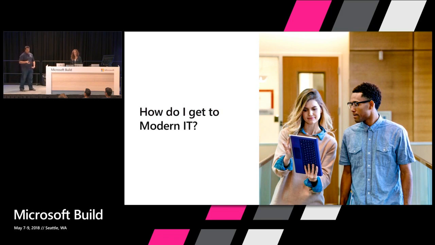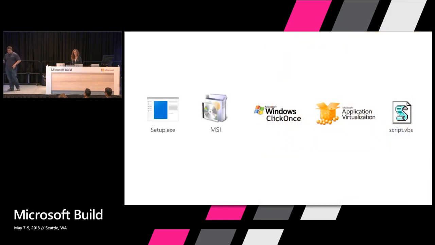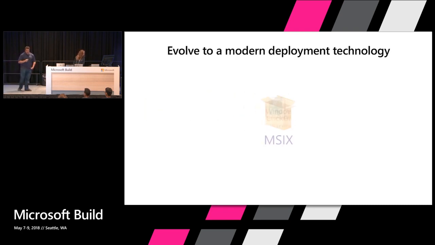So how do we get to this modern IT? Because it sounds kind of cool, right? We've never given you really good guidance in the past. We've had setup.exes, ClickOnce, App-V if you're an enterprise customer, a plethora of different ways to install. What we've done is look at all the best features that people want and use, and we're building those into MSIX. That's the evolution of the deployment technology. It's not a new technology, it's building on the foundations of our existing technologies and pulling the best features that you like forward.